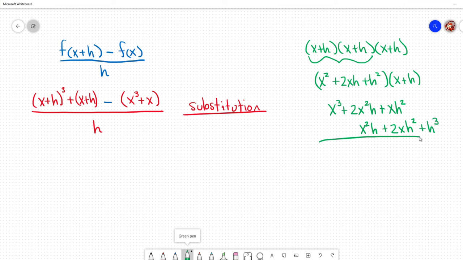The reason I did it like that is because now I have linked together all my like terms. I'm going to add straight down. So I got 1x cubed, I got 3x squared h, and I got 3xh squared. Then I got an h cubed. That is this.